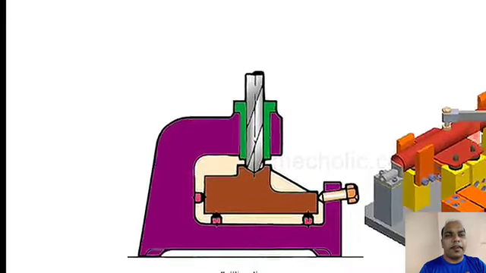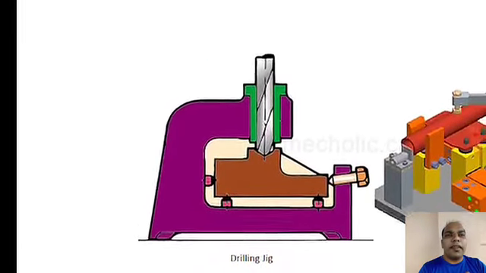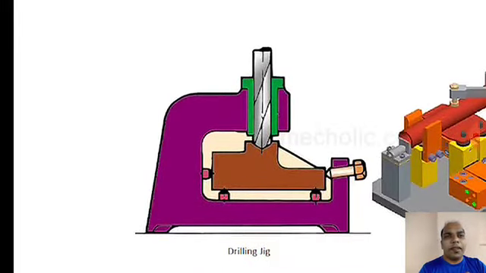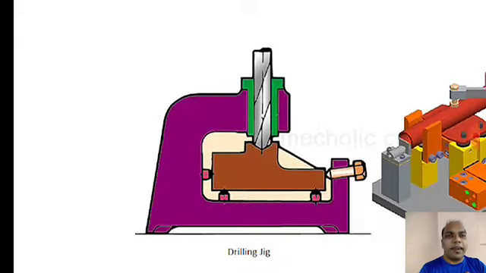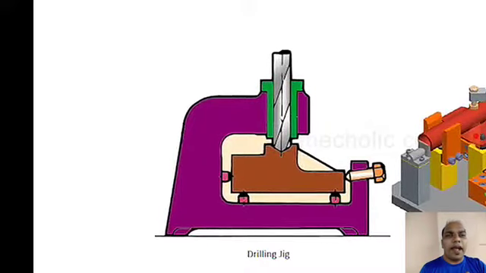Let's move towards the drilling jig. You can see over here the green color indicates the bushing, whereas the ash color indicates the drill bit, the pink color indicates the jig body, and the saffron color indicates the workpiece. Now the workpiece is tightly secured in between the pins and bushings.